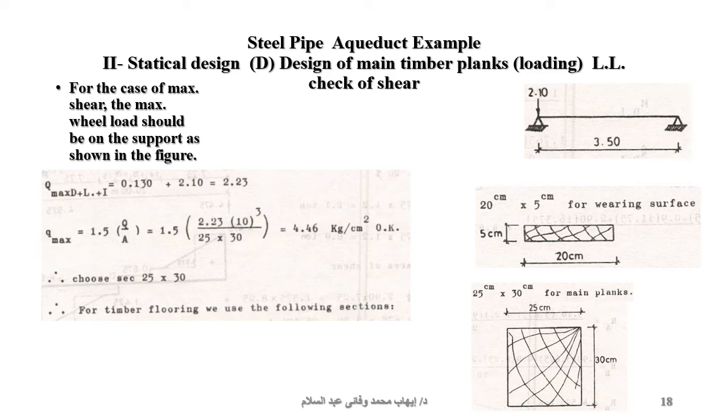For timber flooring, we use the following sections, something like that. Wearing surface 5 centimeter high and wide 20 centimeter. For sections for main planks, 25 centimeter and 30 centimeter.